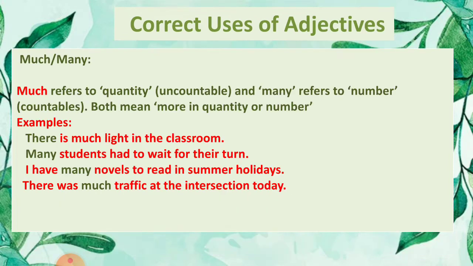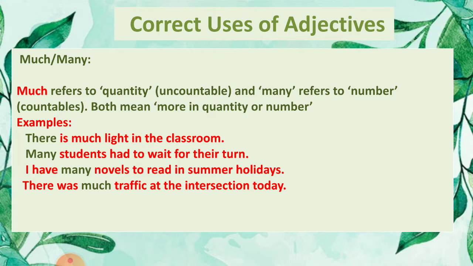Now, there is one more such type of adjective like much and many. Much refers to quantity, that is uncountable quantity, and many refers to number which are countable. Both mean more in quantity or number, right? So much is mostly used before uncountable nouns and many is mostly used to refer to countable nouns. Let us see some examples. There is much light in the classroom. Many students had to wait for their turn.